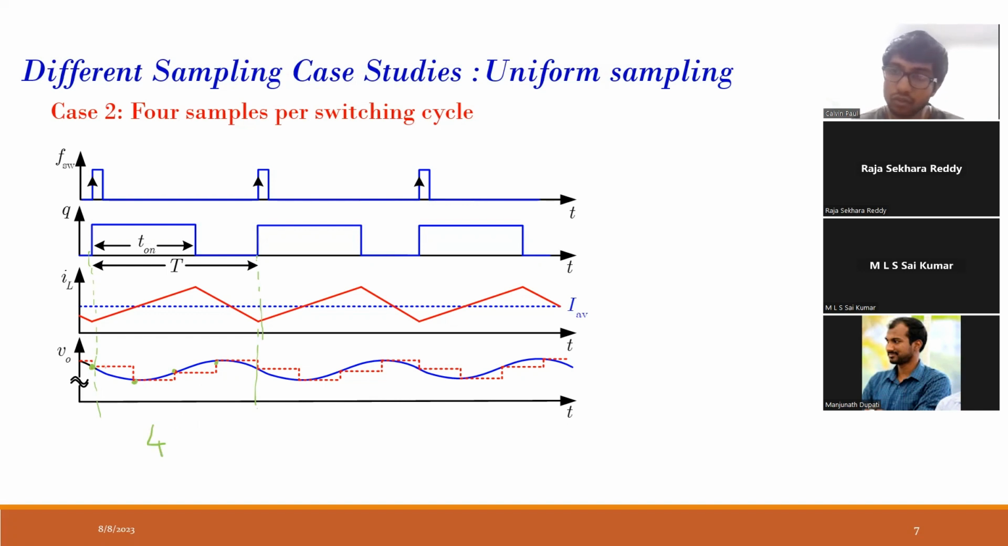If you notice, I have only taken samples of the output voltage. I have not taken samples of the inductor current. The inductor current is in the analog domain, and the output voltage also is in the analog domain, but I've sampled the output voltage, and the red curve is the digital version of the output voltage. So I've taken 4 samples of the output voltage in one switching cycle.